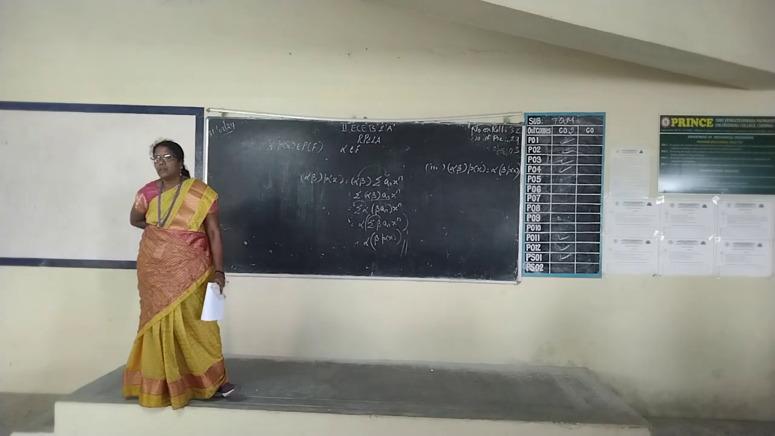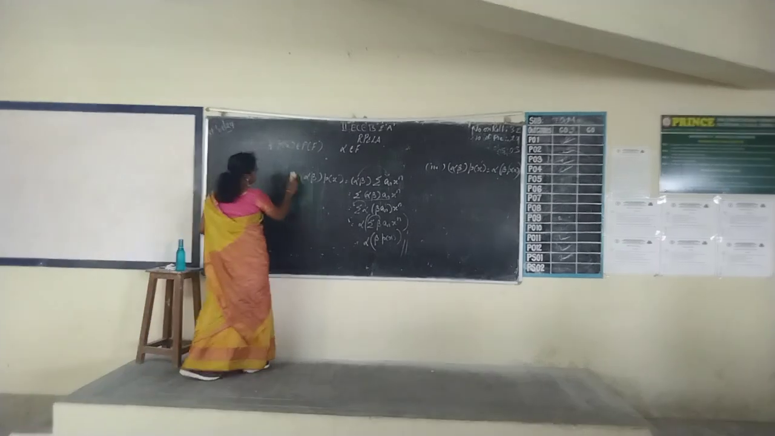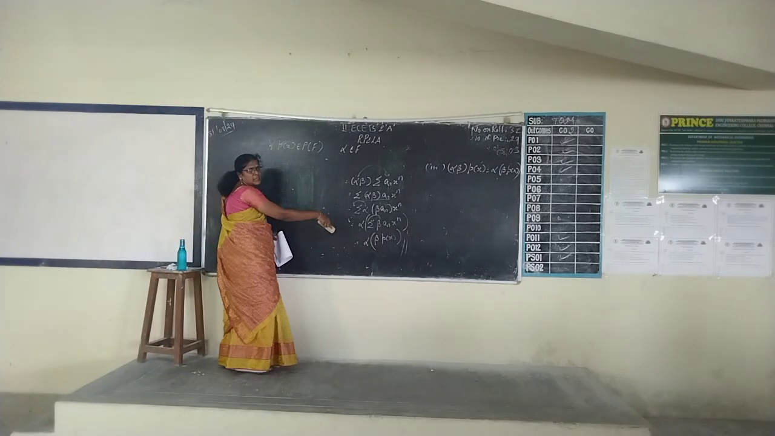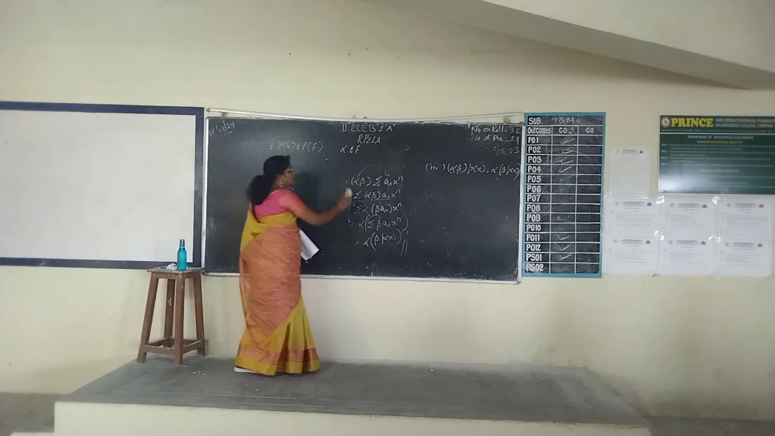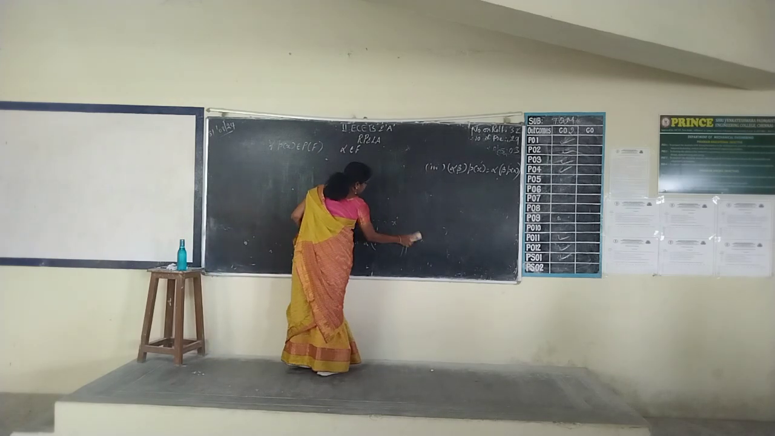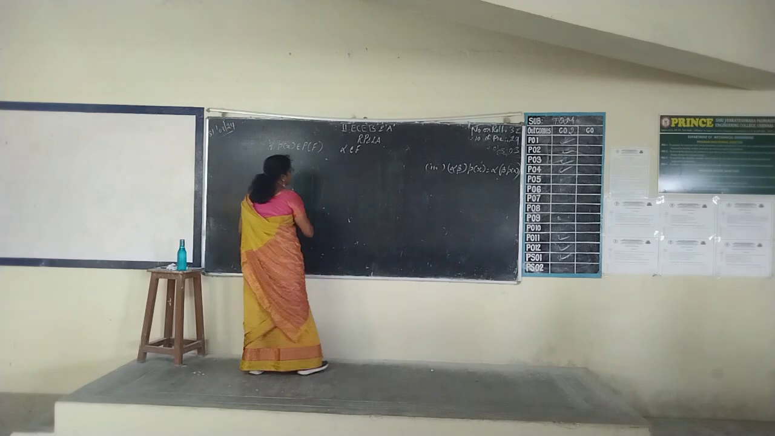Okay, so write the fourth one. To prove, I will copy this one. Shall I erase? Is anyone still copying? So 1 into p of x should be equal to p of x. That is what you are supposed to do.